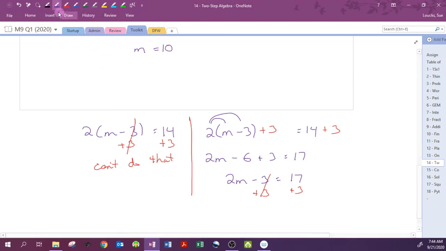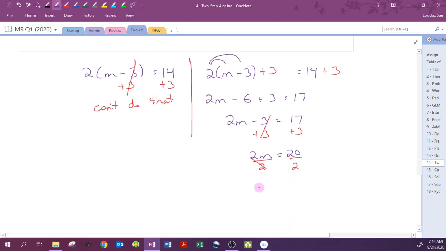So now I have 2m equals 20. I'm going to divide that by 2, divide that by 2, and I do get m equals 10. But adding this 3 up here didn't help me. It worked. I did it when I did it correctly. It was legal, and I do end up with the same answer, but it made it a lot more complicated to do the question. Okay?